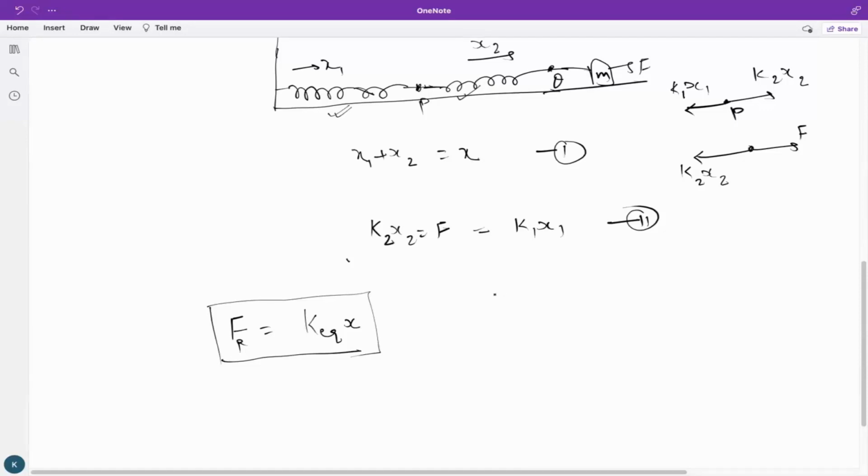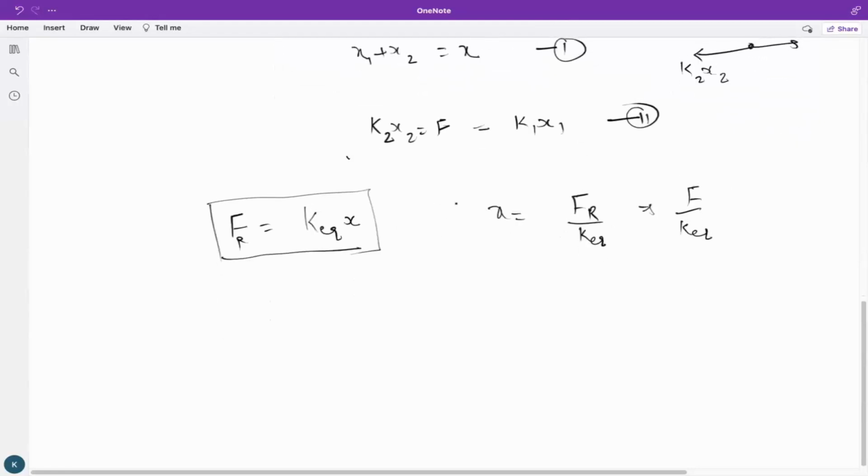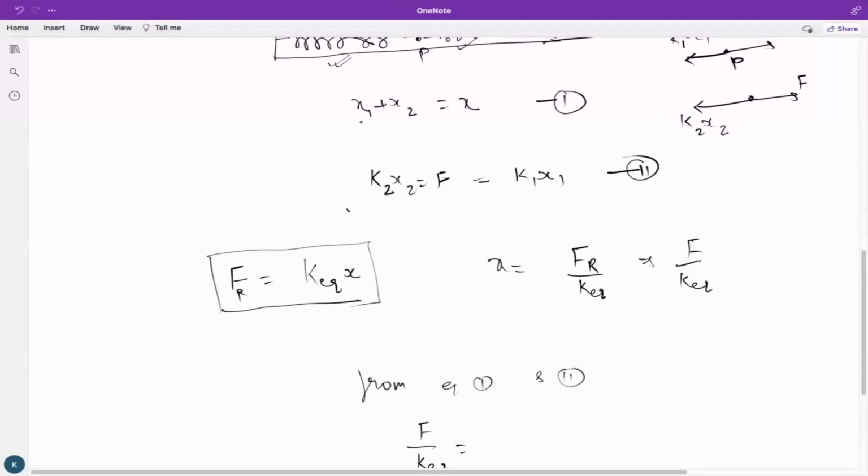So what I'm going to do here is we can write X is equal to Fr by K equivalent, which is equal to F by K equivalent. Now from equations 1 and 2, we can write here, let me write it here, F by K equivalent is equal to, what we can write as X1. So we can write X1 as F by K1, right? And X2 as F by K2.